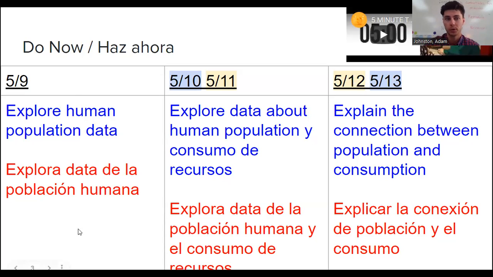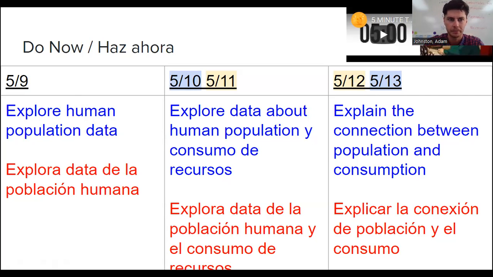Starting on Monday, we are exploring data about human population, specifically how it's grown over the past few decades. On Tuesday and Wednesday of this week, we are connecting that human population growth to the consumption of resources. And then on Thursday or Friday, depending on your group, we will be explaining the connection between human population growth and the consumption of natural resources.